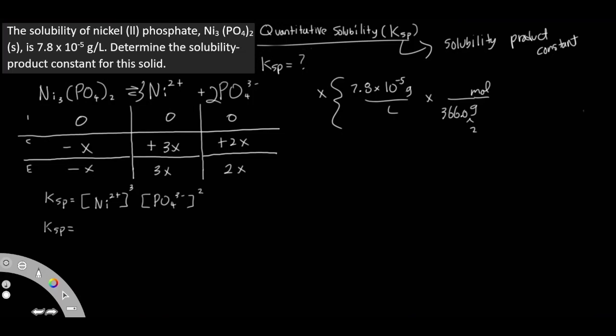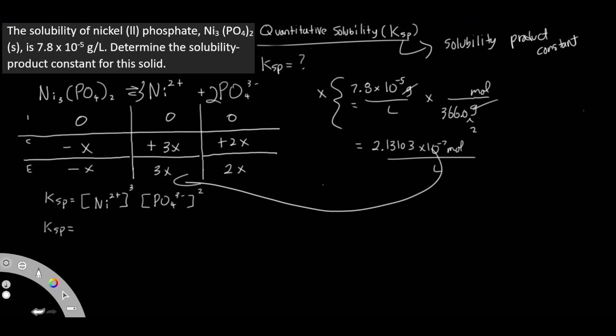Okay, so now we can finally get rid of this gram and this gram over here. So let's just keep going down. What do you end up getting for your concentration? You end up getting this value here, 2.13103 times 10 to the negative 7 moles per liter. Okay, so now we have the units that is preferred for our chemistry calculations. We have our x, which is the solubility of that. So we're going to be just plugging this into here and plugging this into here.